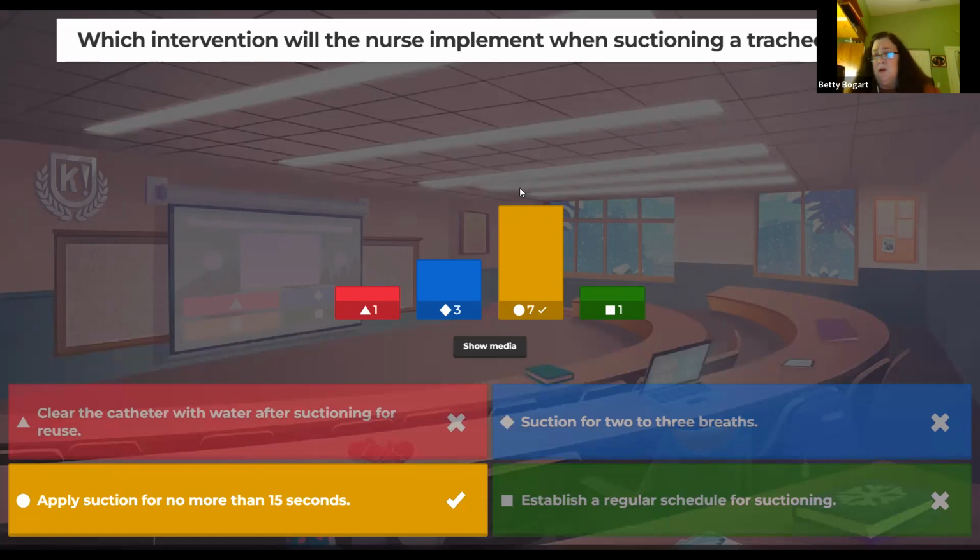And we don't suction for 2 or 3 breaths. No, we go in, we suction, get what we need. Hopefully it's one time and we're done.